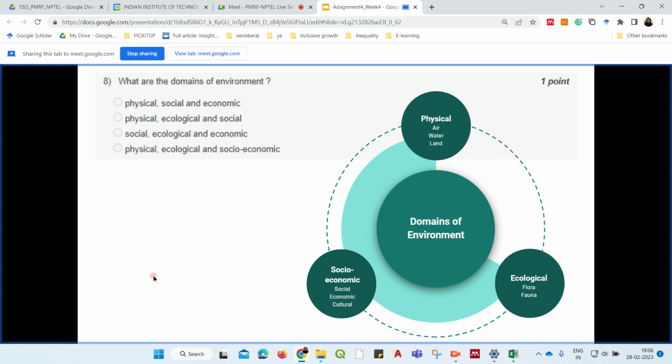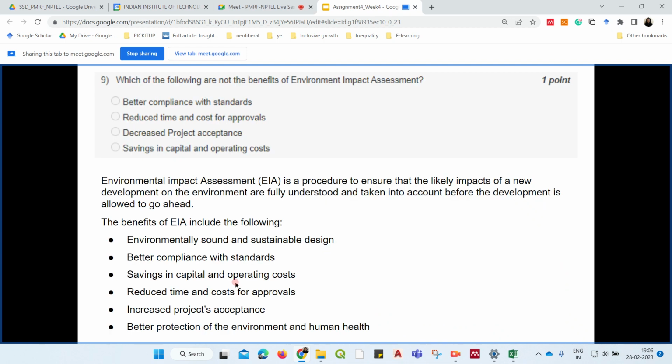Okay, I hope this is clear. So the answer to this will be physical, ecological and socio-economic. Okay, moving on to the next question.